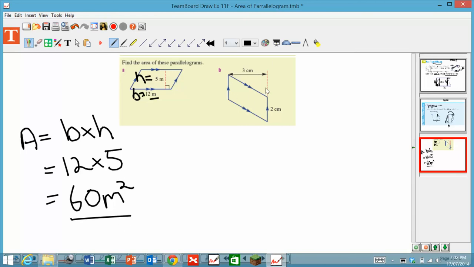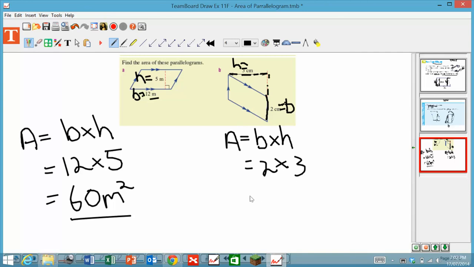Let's have a look at this one. I'm going to say this is my base here, so base equals 2. Here they've extended this base length to get the height, so my height is 3 centimeters. Again, I'll write my formula, and this is how you need to do it as well: base times height. Substitute my values in. My base is 2 multiplied by my height, which is 3. So my area is 2 times 3, which is 6 centimeters squared. Done. That's simple.